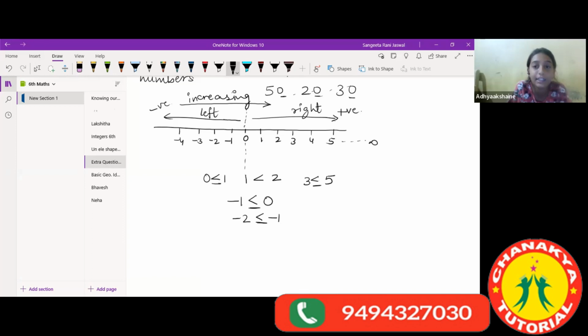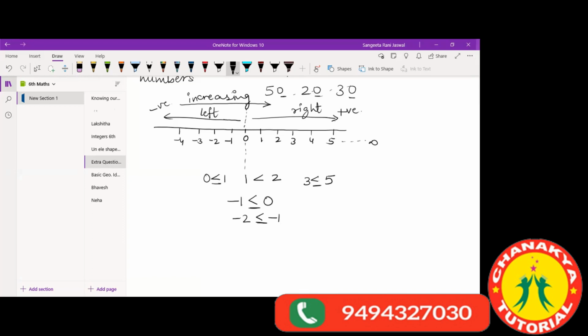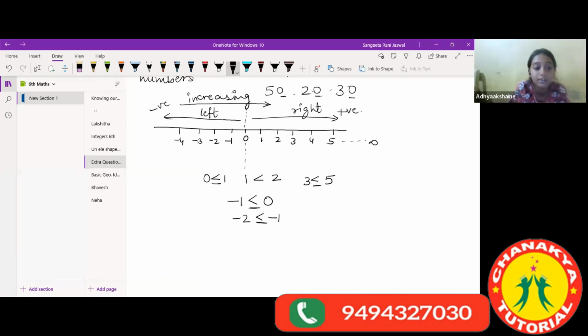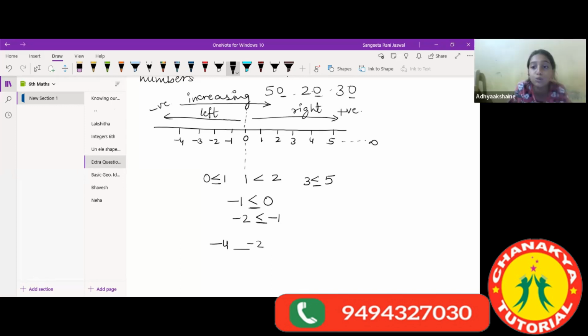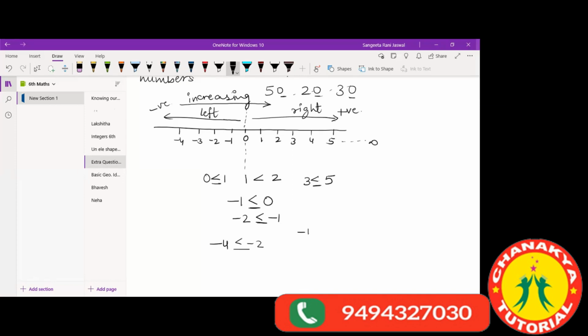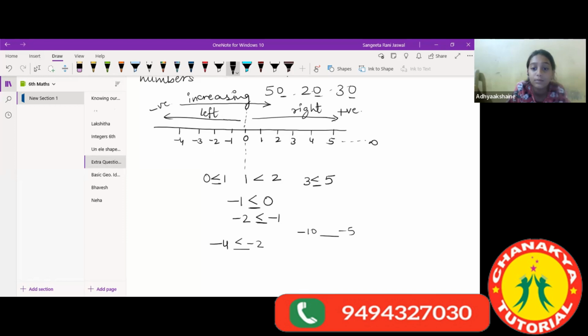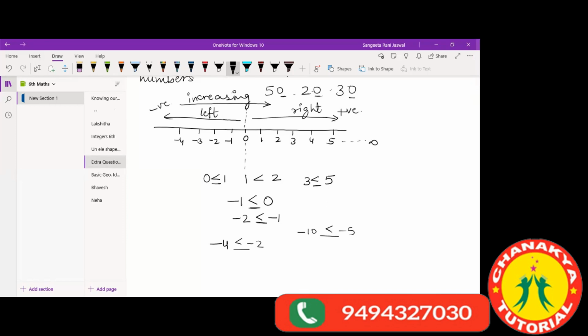It is increasing right side. Because the numbers are increasing towards the right side. Okay. Yes. So that's the reason. So if I have to say between -4 and -2, now which number is greater? -2. -2 is greater. Okay, if I have to say between -10 and -5, which number is smaller here? -10. -10 is smaller, right?